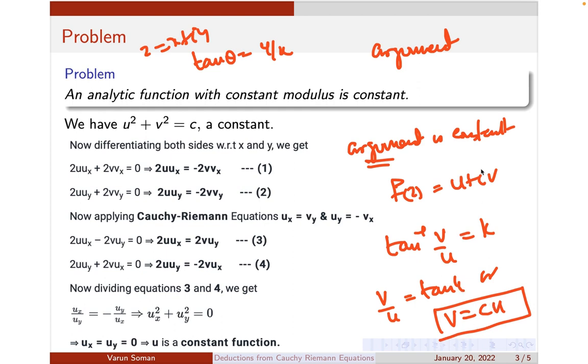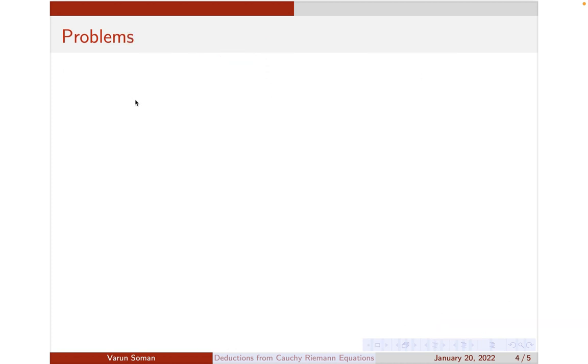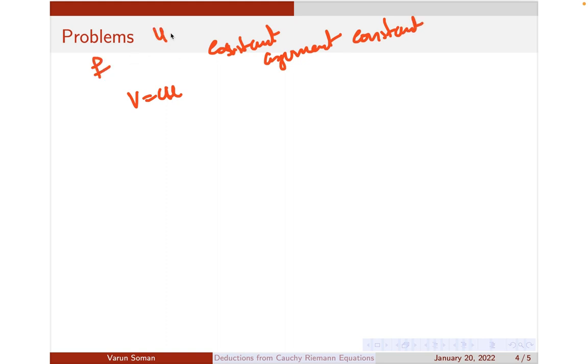So I hope it is clear that from the given statement that the argument is a constant, I will obtain this result. Now since you have got v is equal to cu, we have to show that the analytic function with constant argument is actually constant. Now you have got this relation. How will you show that f is a constant? You can either show that u is a constant and v is a constant. So how will you do that?